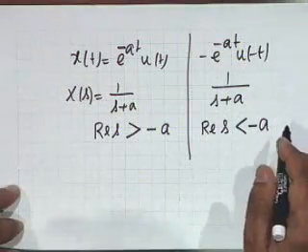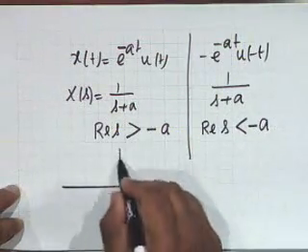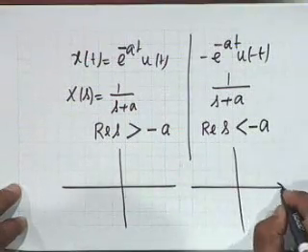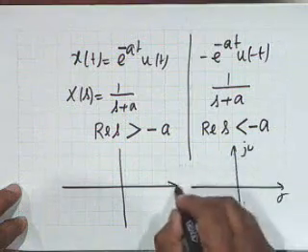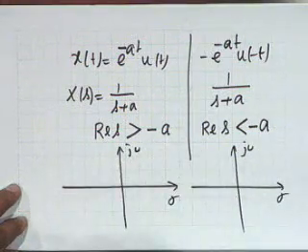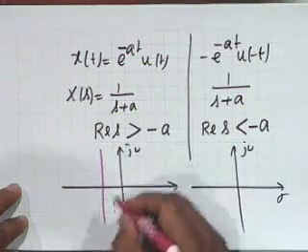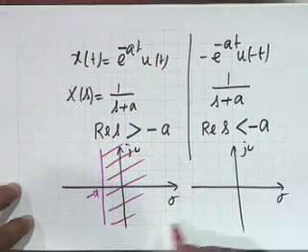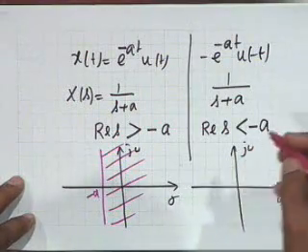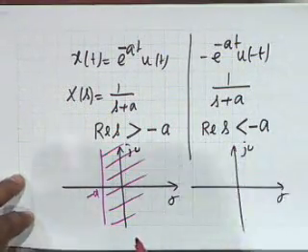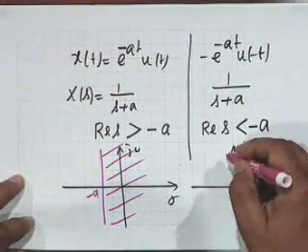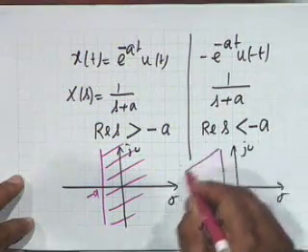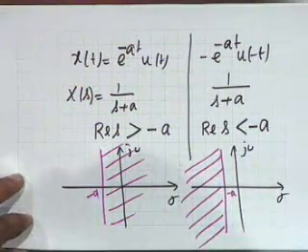Now, in terms of a picture, you see, on the sigma j omega plane, the region of convergence here is to the right of the line s equal to minus a, and the region of convergence here, if a is positive, then minus a is somewhere here again, and the region of convergence is this, to the left of this, alright.